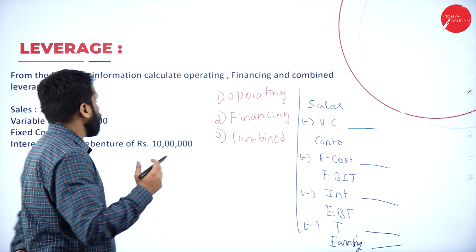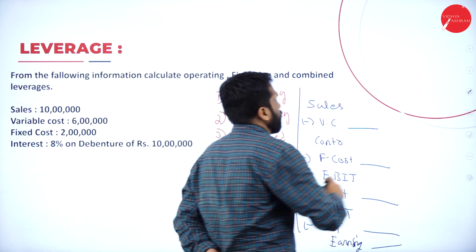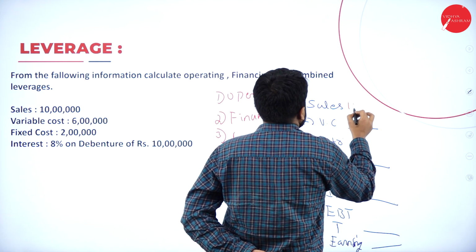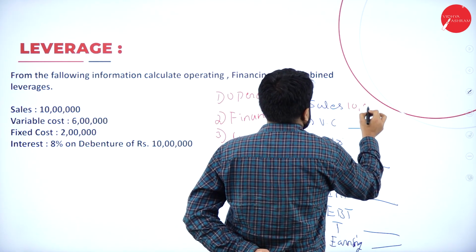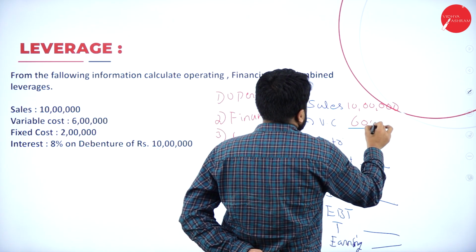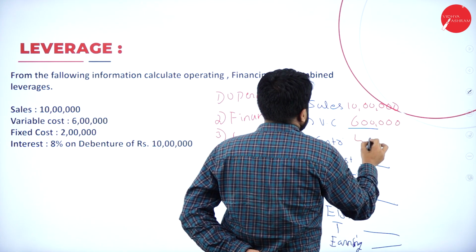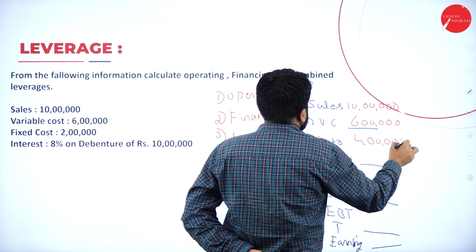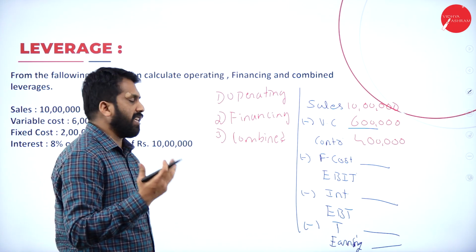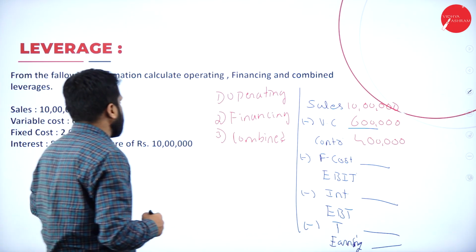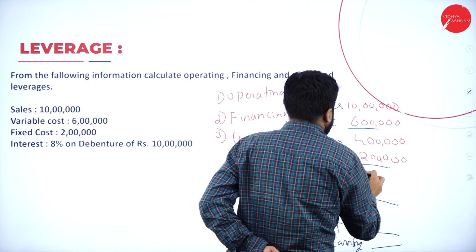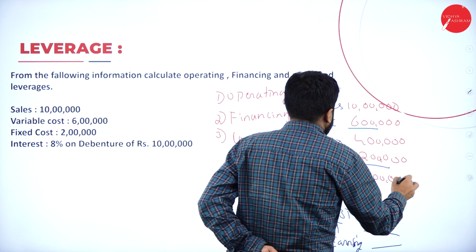This is a concept. Now, as per this, what is your sales here? 10 lakh. What is your variable cost? 6 lakh. 10 minus 6, it is 4 lakh. So you got contribution. Contribution minus fixed cost, your EBIT. Your fixed cost is 2 lakh. So your EBIT is 2 lakh.